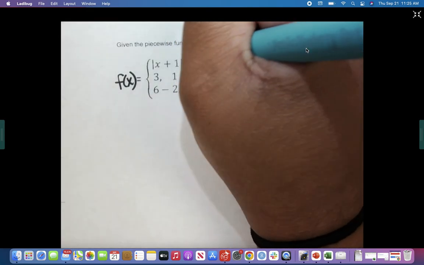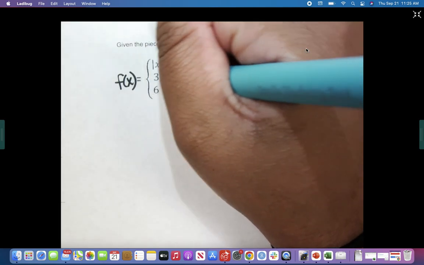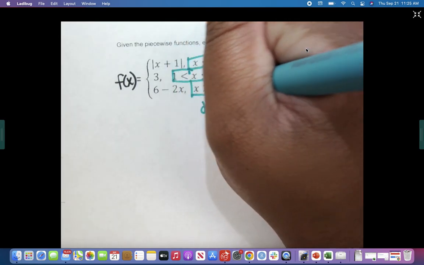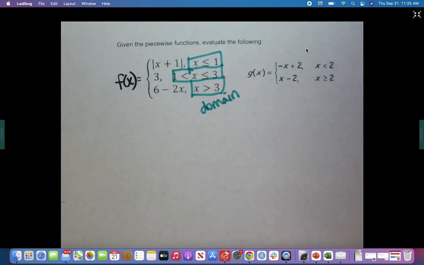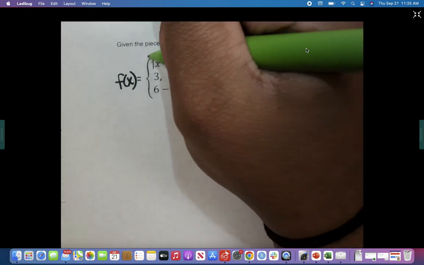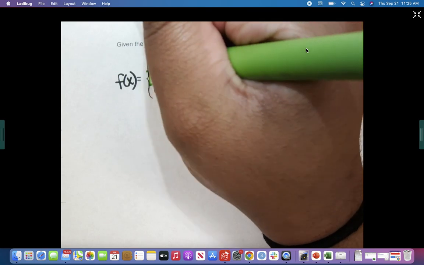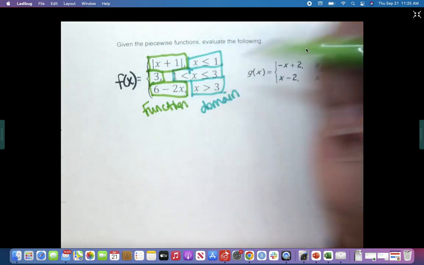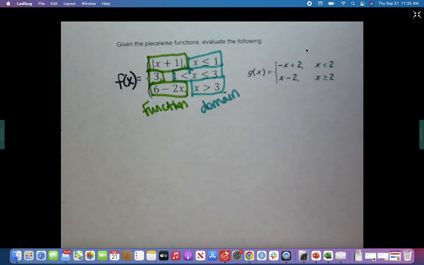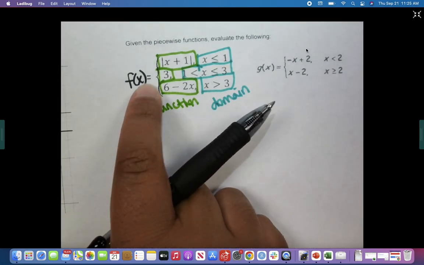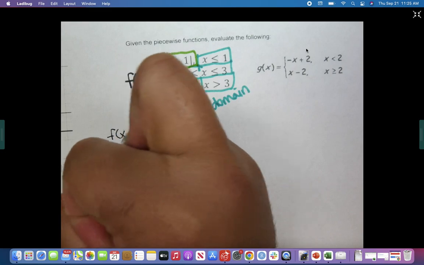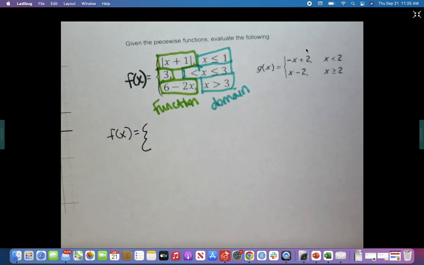These are your domain. The part on the left is the function. Then there's a specific way that we type this in on Desmos. Notice it says f of x equals, and then there's a curly bracket right there. That part stays the same. So f of x equals curly bracket.